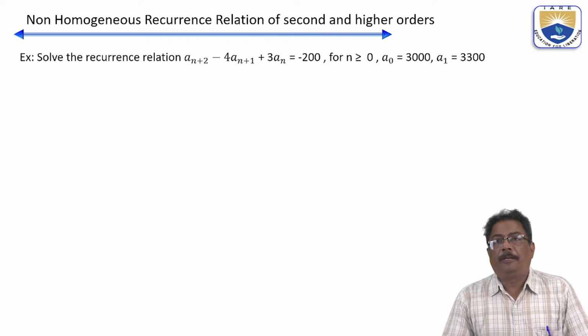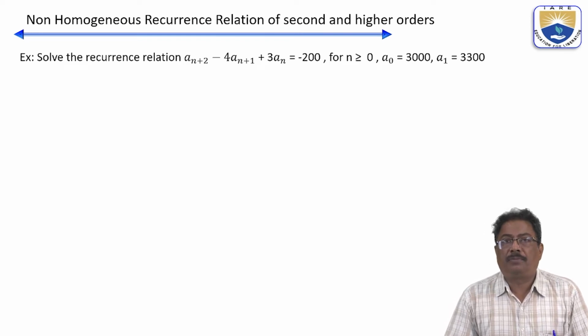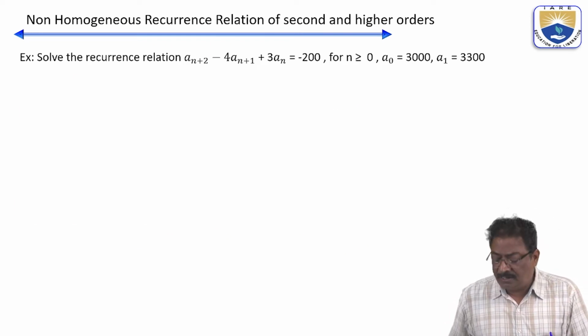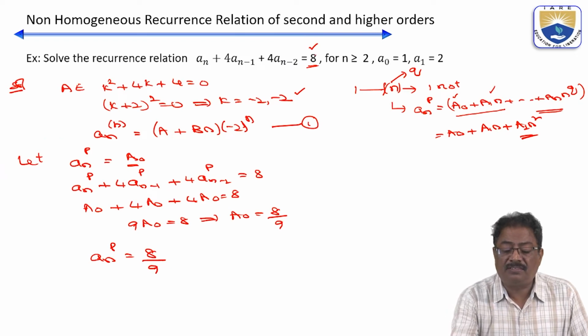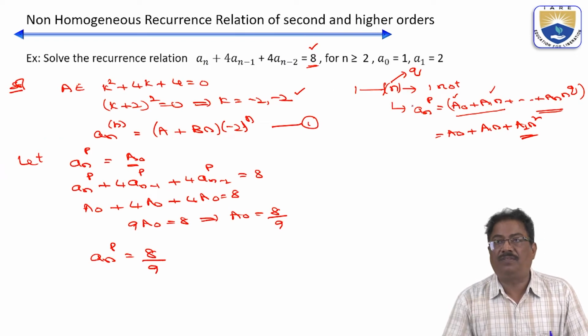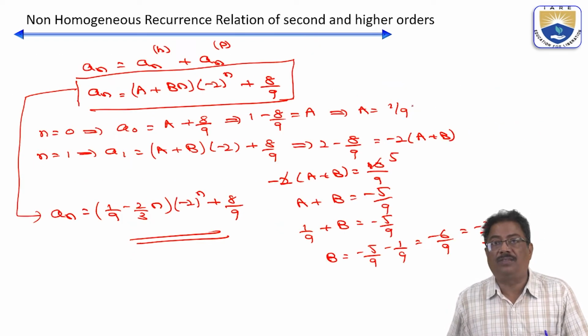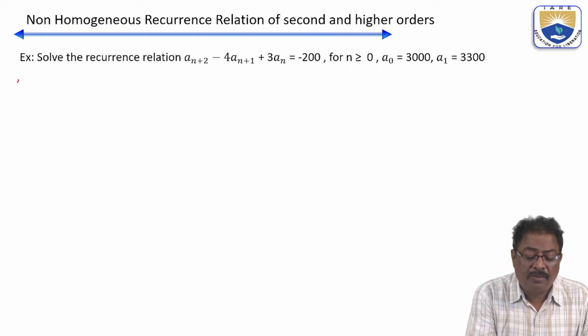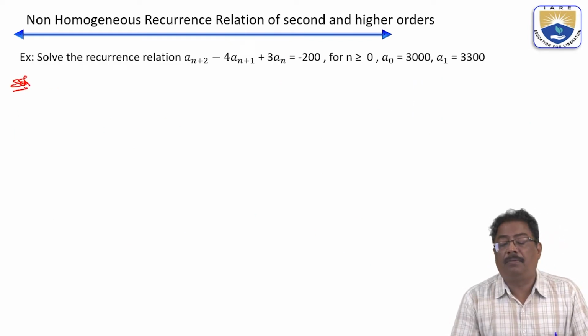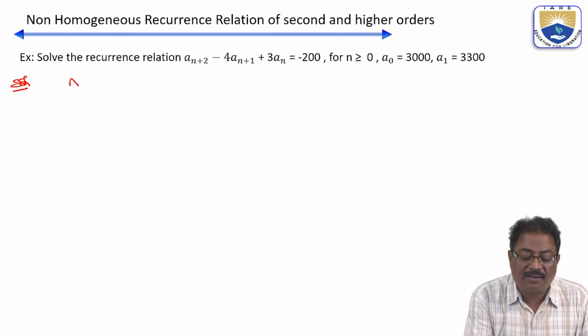Now let us go for the other example. Just I am going to take this. So here you observe this is a constant, and 1 is not a root of the auxiliary equation. Now you are going to consider another problem. And here what is the auxiliary equation?